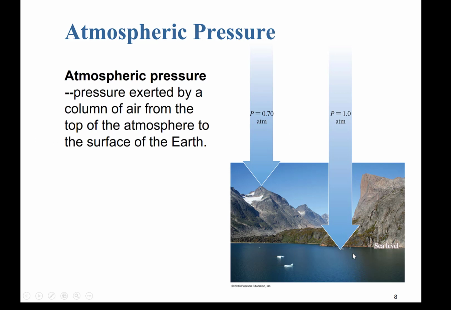So here's at sea level. Now you can see up here at the top of a mountain that the atmospheric pressure is less. And if you think about it, here is the air that's down here. So it has a lot more air up above pushing down on it, so there would be more pressure. Just like if you had a bunch of people that all piled on top of each other, the person on the bottom is going to feel the most pressure.